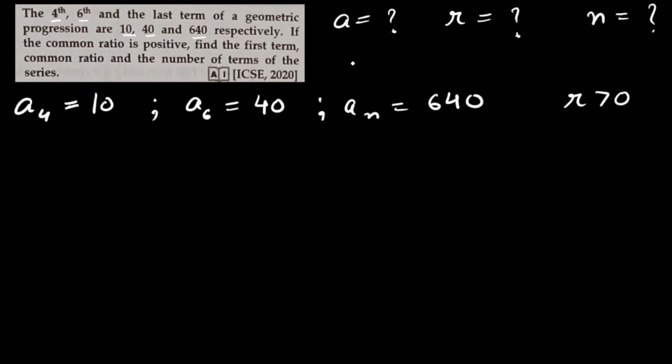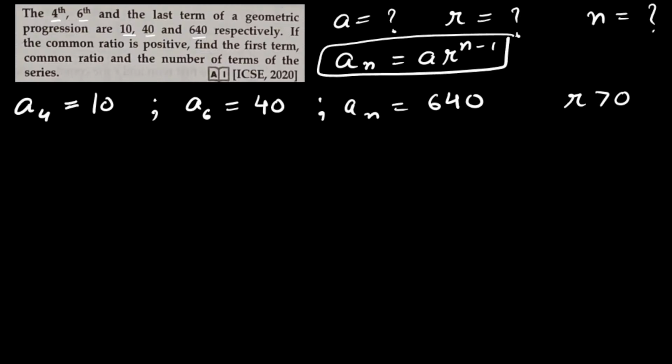So we'll use this formula. We know first of all a_n is equal to a into r to the power n minus 1. This is the formula of the nth term. So for a4, what will be the formula? For n we will substitute 4. So I'll get a into r to the power 4 minus 1. 4 minus 1 is 3. So directly I am writing.